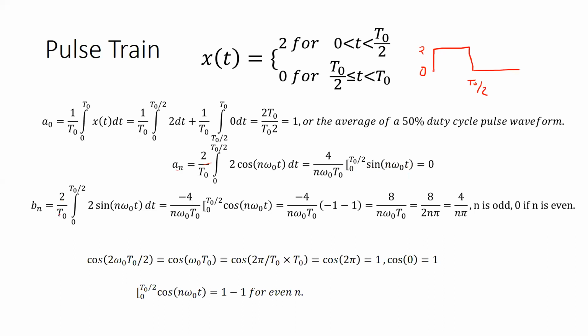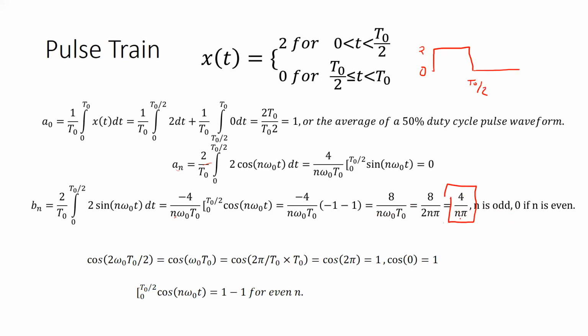Then for our bn, 2 sine, we integrate that, we get minus 4 divided by n omega naught t naught. We evaluate it here, and we get minus 1, which doesn't cancel. We get minus 2, which then turns it positive. When we work out all the algebra, we get 4 divided by n pi, if n is odd. Now, if n is even, it turns out you're right back where you started from.